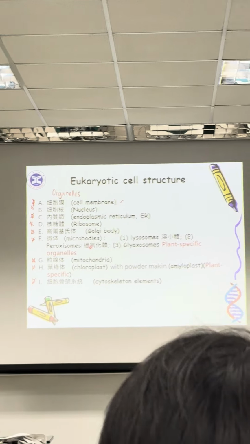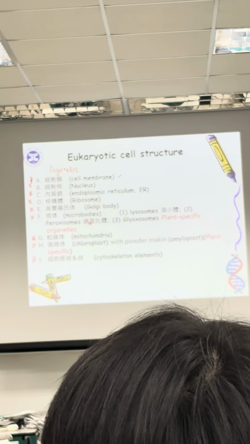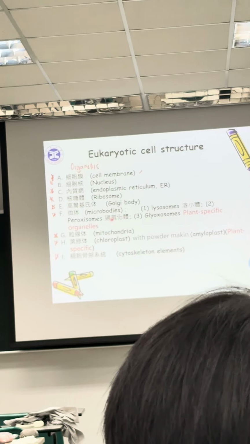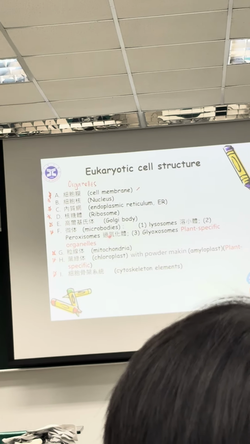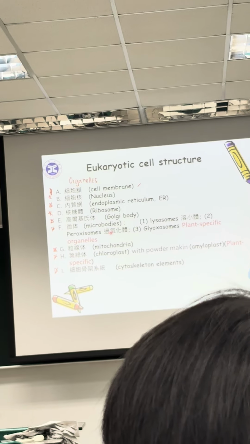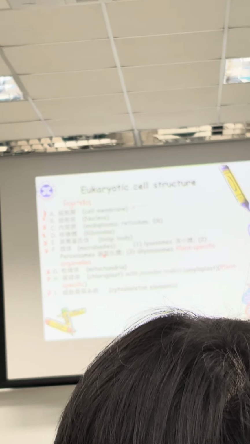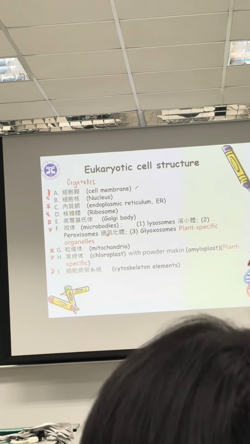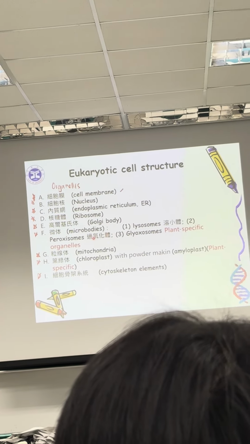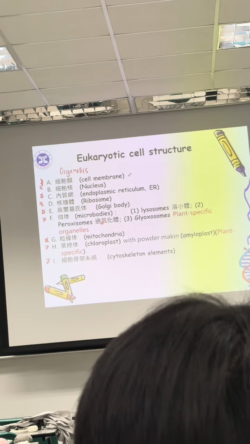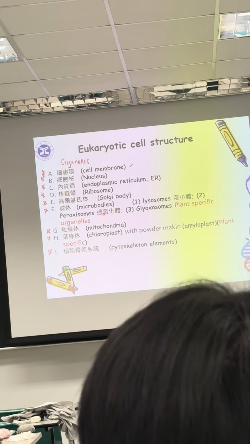So, all of the eukaryotics functions, I will pick a few of the organelles and I will ask you the function. I will not let you know, oh, I choose chloroplast, then tell me the function. I will choose from here, then you all need to know what is the function. Clear?